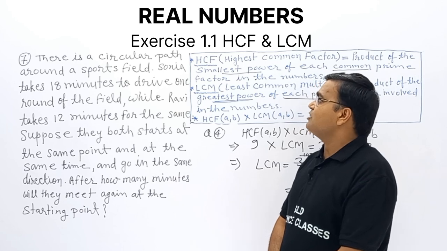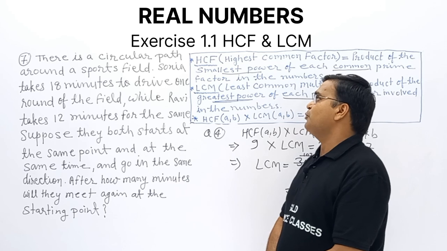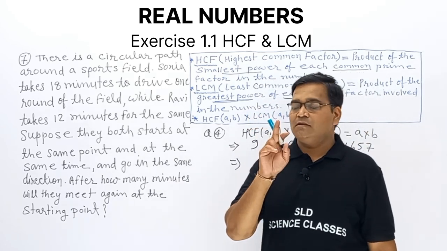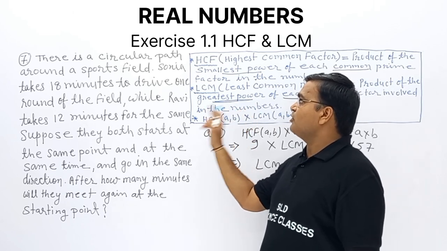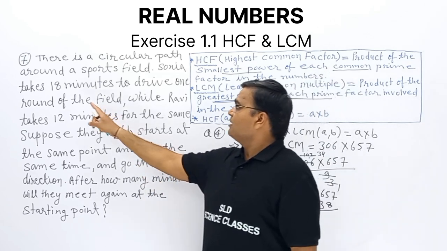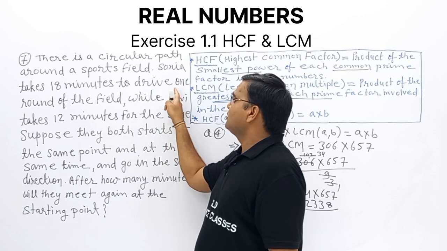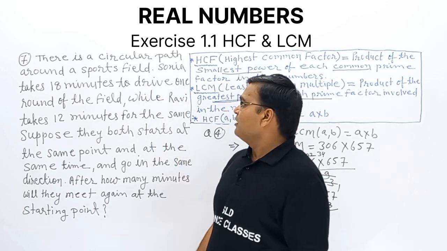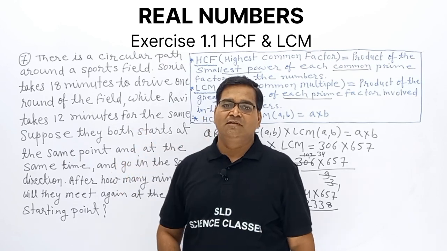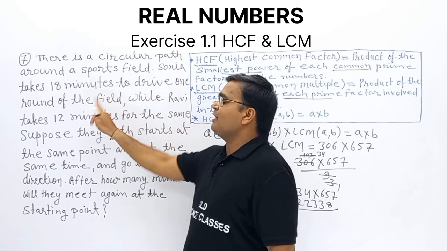I am reading. There is a circular path around a sports field. We have one circular path around a sports field. Sonia takes 18 minutes to drive one round. We are discussing the circular path, and Sonia takes 18 minutes to drive one round.